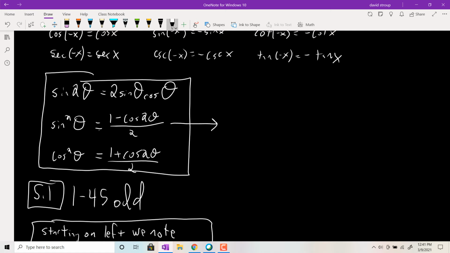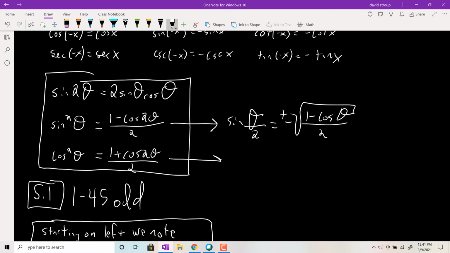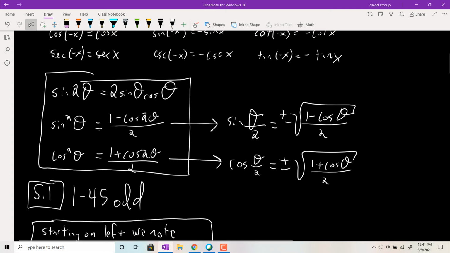And note, from these two formulas, you can get sine of theta over 2 is equal to plus or minus square root of 1 minus cosine theta over 2. And then from this formula, you get that cosine of theta over 2 is equal to plus or minus square root of 1 plus cosine theta over 2. So you may want to write those down on your first page for reference, because it's not on the formula sheet and you will have to use them.